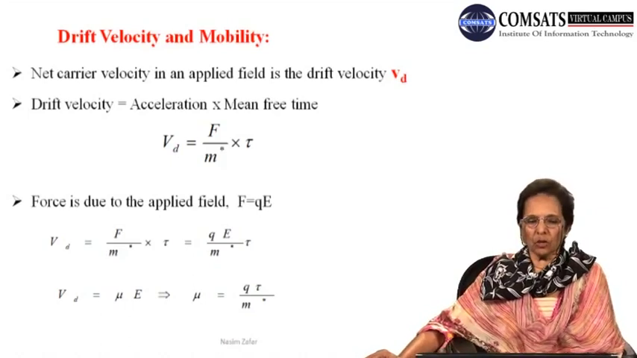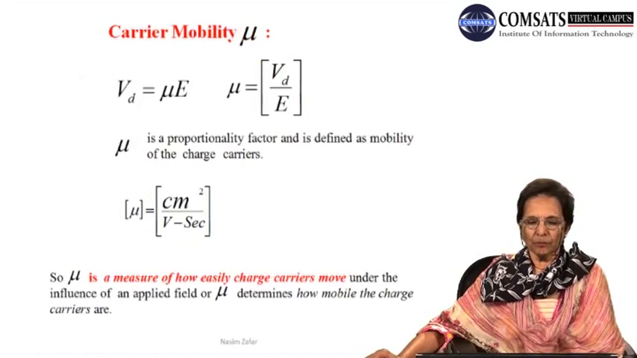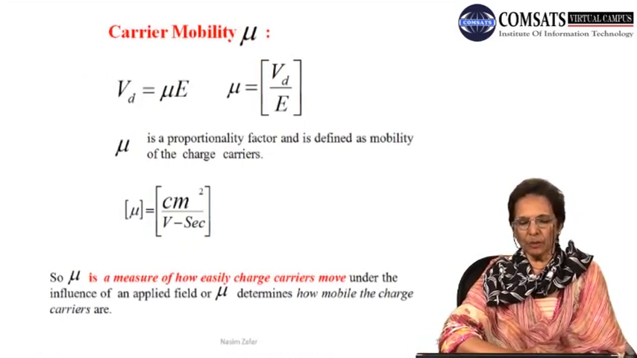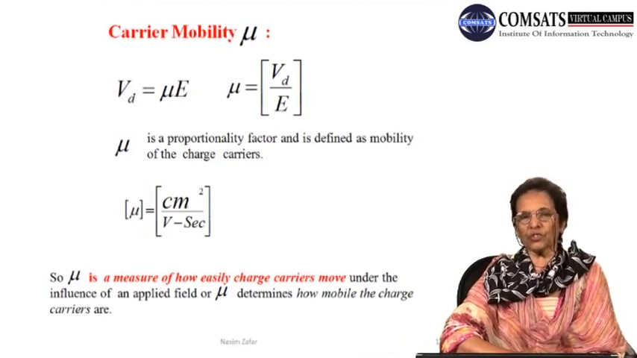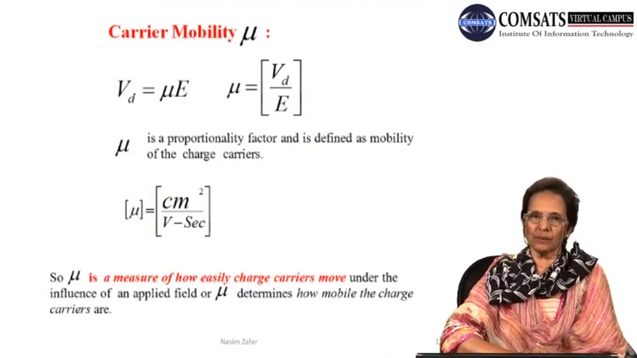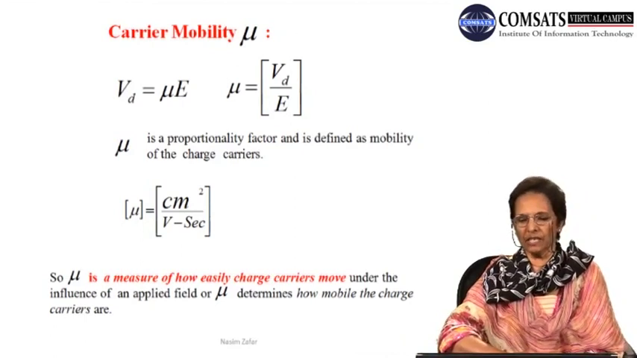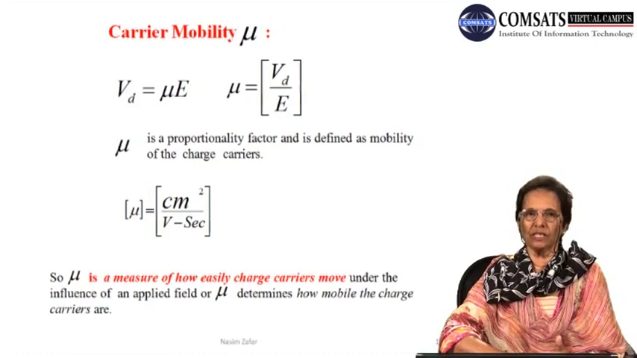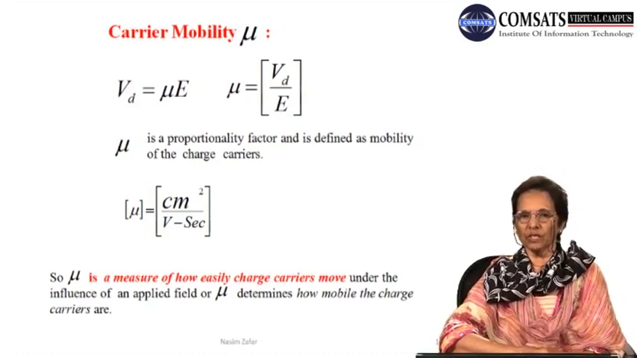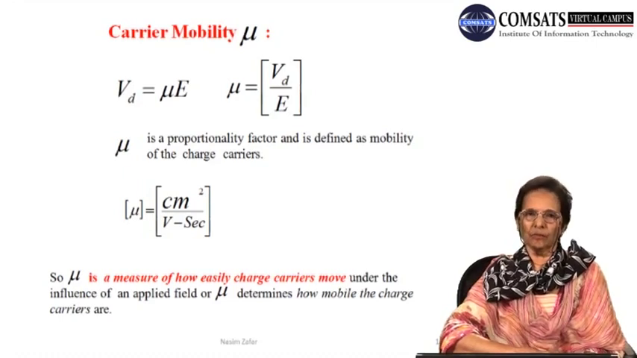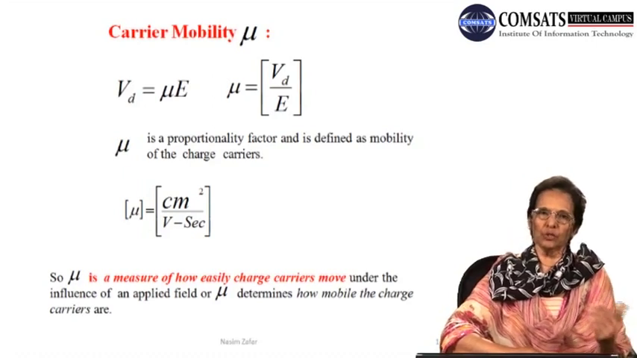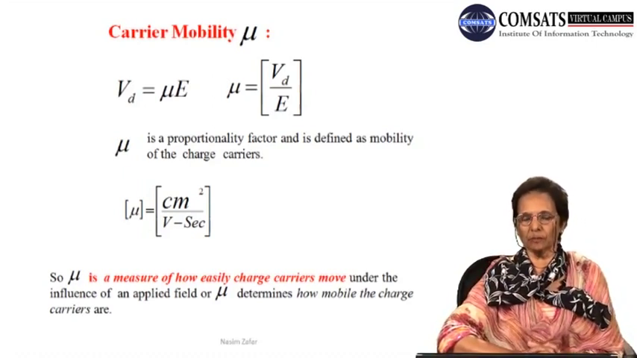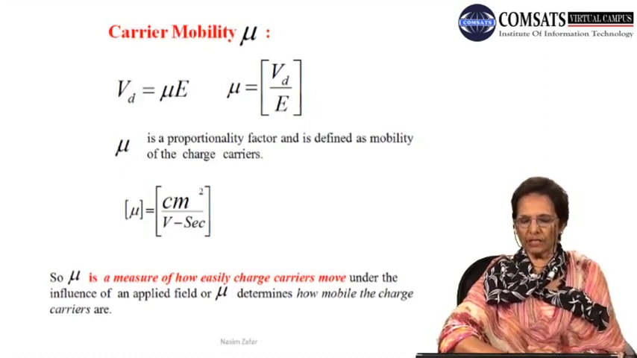So this is the simple concept of drift velocity and mobility. Carrier mobility, designated as mu, is a constant of proportionality which says that in a given semiconductor material, for a fixed value of the applied electric field, it will generate a given velocity, and hence the factor mu would be constant for a given electric field, and which will generate a constant velocity vd. If you increase the electric field, the drift velocity will also increase, but your mobility for a given temperature would remain the same. So mu is a proportionality factor and is defined as mobility of the charge carriers.